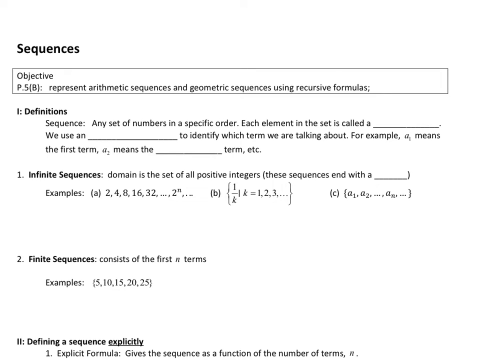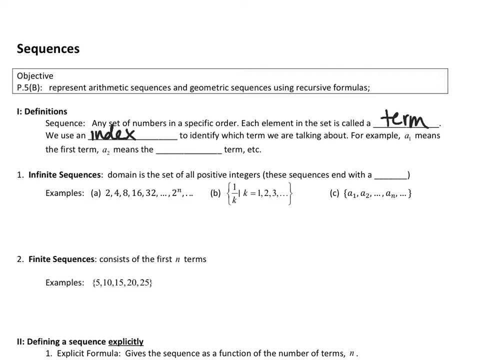We spent a lot of time in this class talking about functions, but we can also represent some mathematical ideas in sequences. Now, sequences are any set of numbers in a very specific order. Each element in the set is called a term, so we can call it the first term, second term, third term. We use an index, which is like a subscript, to identify which term we are talking about.